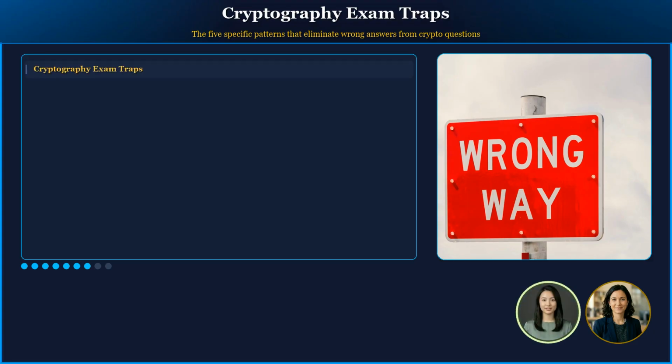Cryptography exam traps are the question patterns that trip candidates who understand the concepts in general but confuse the specifics. Let us walk through the 5 most common traps in Domain 3 cryptography questions.